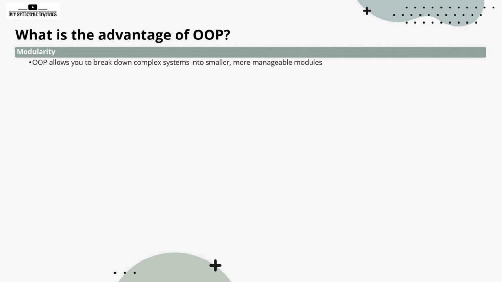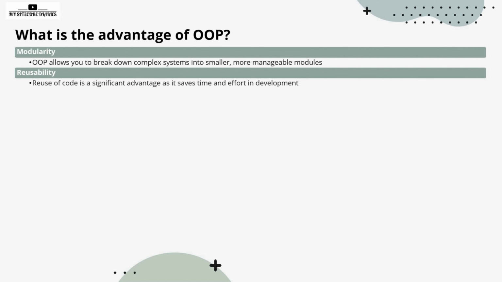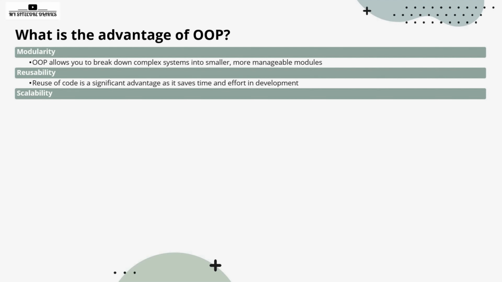The first is modularity. Object-oriented programming allows you to break down a complex system into smaller and more manageable modules, so you can create small code modules in your program. Next is reusability. Reuse of code is a significant advantage, and it saves time and effort in development, so you can reuse the code significantly, which reduces the effort.